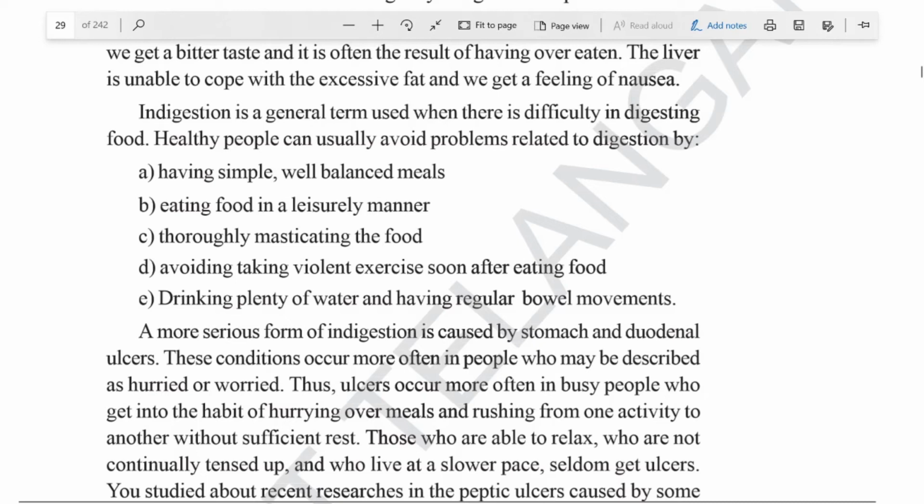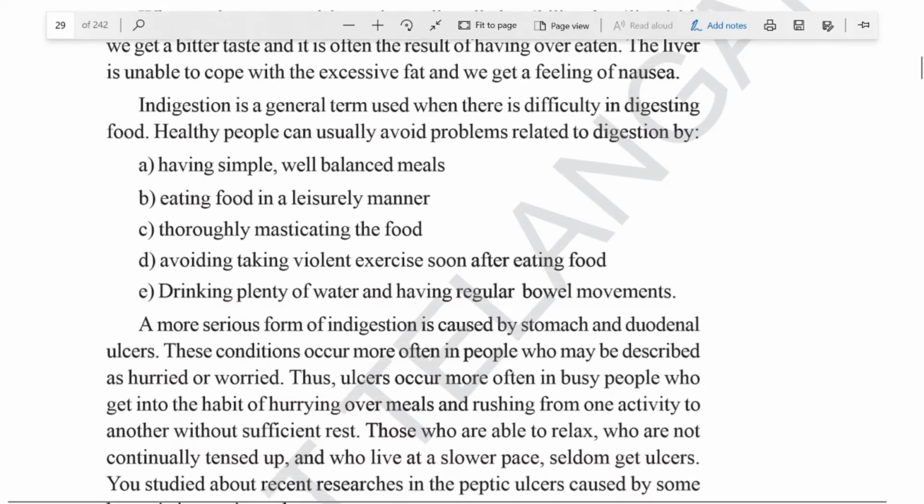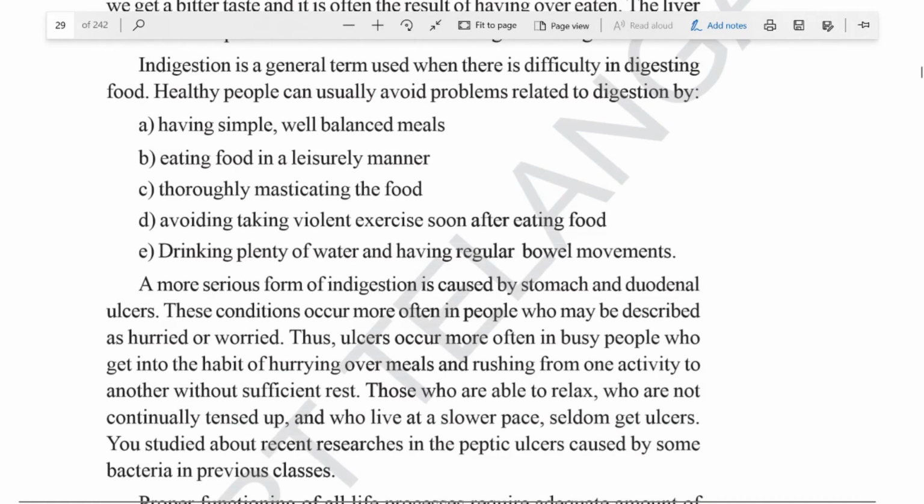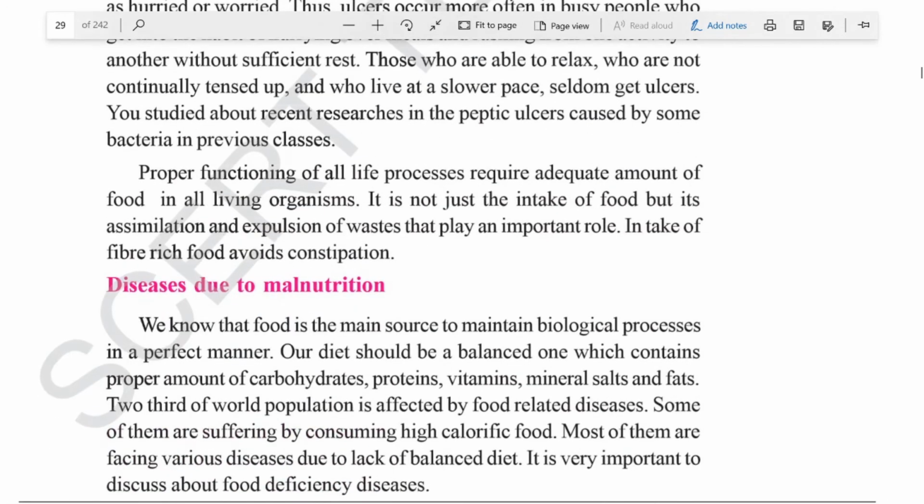Drink plenty of water and have regular bowel movements. We should drink plenty of water, up to 7 to 8 glasses or 6 to 7 glasses depending upon age. And bowel movement means excretion.